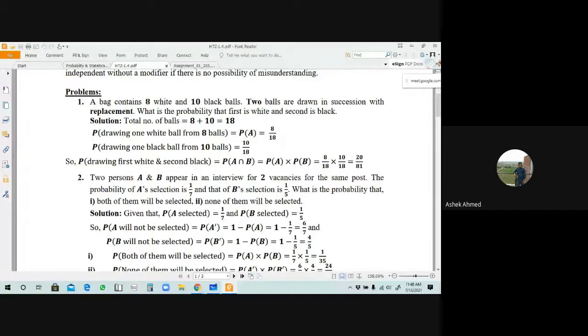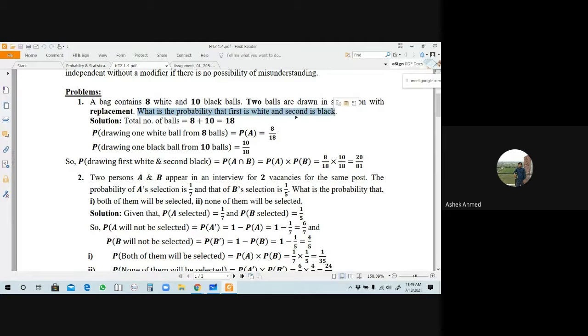A bag contains 8 white marbles, 8 white and 10 black balls. 2 balls are drawn in succession with replacement. What do you mean with replacement? In that case, the total number of balls in the bag will be changed or the same? Unchanged. Okay. What is the probability that first is white and second is black?